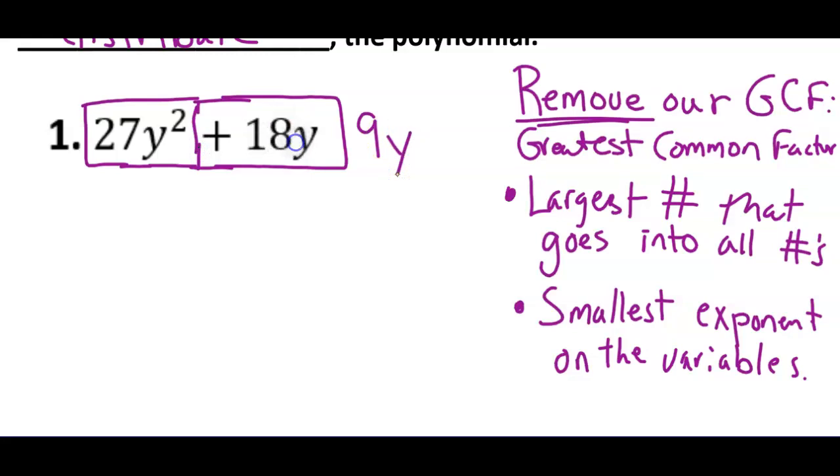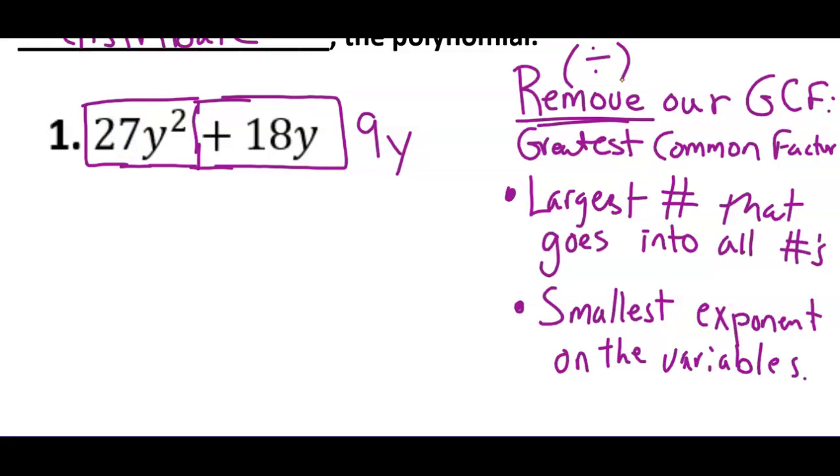That's what I'm going to take out. I need to remove it from here and remove it from here. How are we going to do that? What operation are we going to do? We're going to divide. Okay, we are going to divide by our greatest common factor. So if I divide 27y squared by 9y, what do I get?